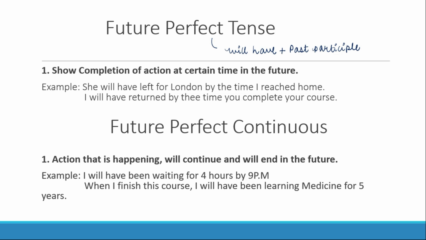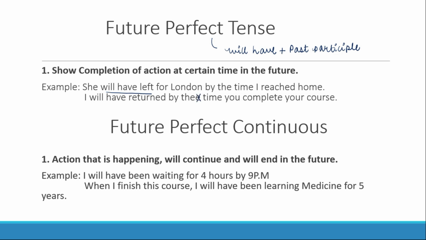Let's look at an example. She will have left for London by the time I reach home. Will have left. So by the time I reach, she will have left that place. So that is what they're saying. It would have completed at a time in the future.